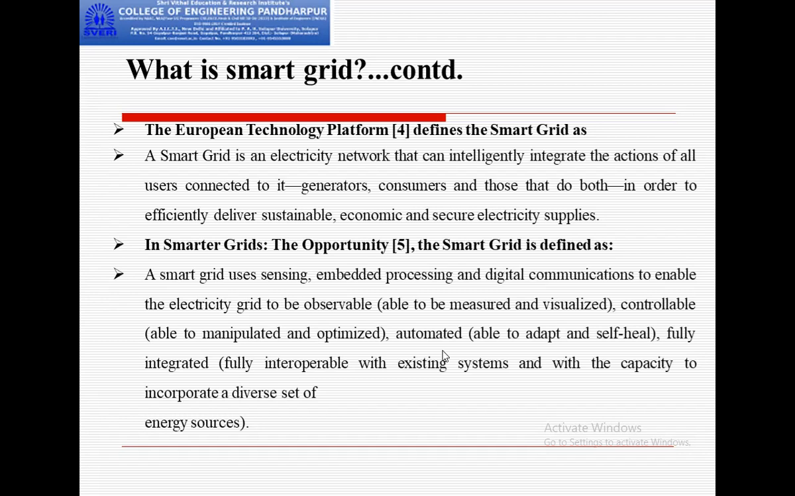First is observable, able to measure and visualize. You can make it observable in the form of fault detection, controllable in the form of SCADA and PLC, and automated also comes under PLC, SCADA, or language. Able to adapt and self-heal. What is the meaning of adapt and self-heal? Whenever there is a fault, it should be automated. Even if manpower is not there attending the fault, the system should clear the fault and make the electricity supply continuous as much as possible.